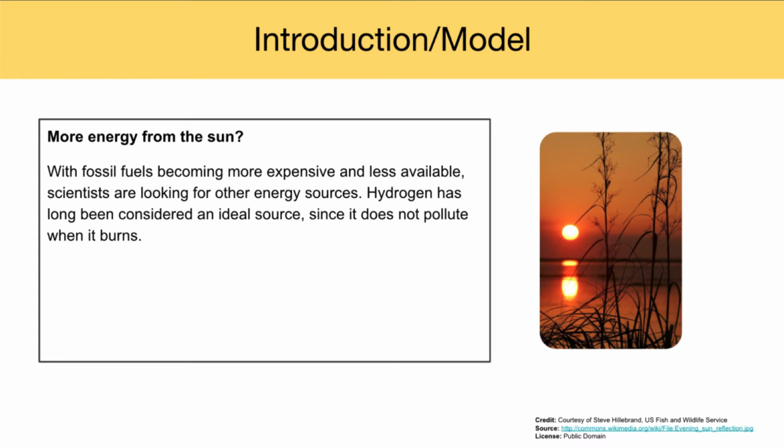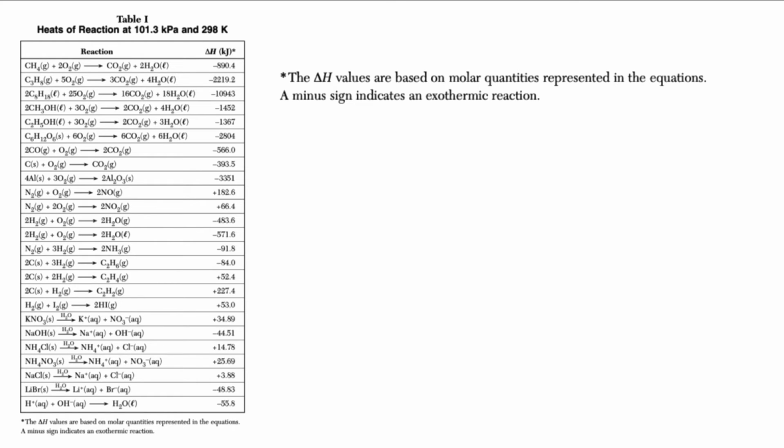Now, this is where, as fossil fuels are becoming more expensive and less available, and we know that they are bad for the environment to burn, scientists are looking for other energy sources. It turns out hydrogen, just simple, smallest element on the periodic table, hydrogen, has long been considered a really good source, because when you combine hydrogen with oxygen in a reaction where it burns, it does not pollute, it does not create carbon dioxide. Let's take a look back at table I, and let's see if we can find hydrogen reacting with oxygen on there. So take a moment to scan table I, look for a place where hydrogen is reacting with oxygen to form water.